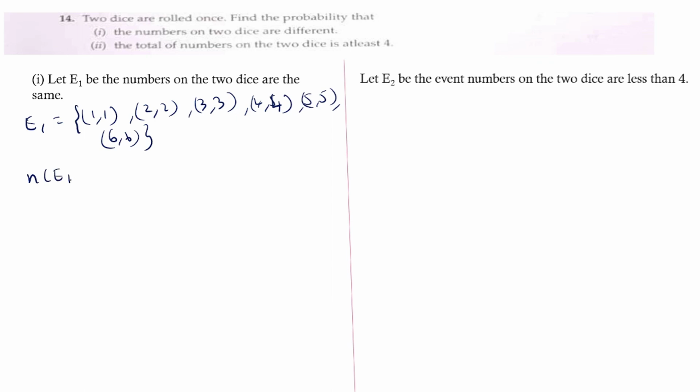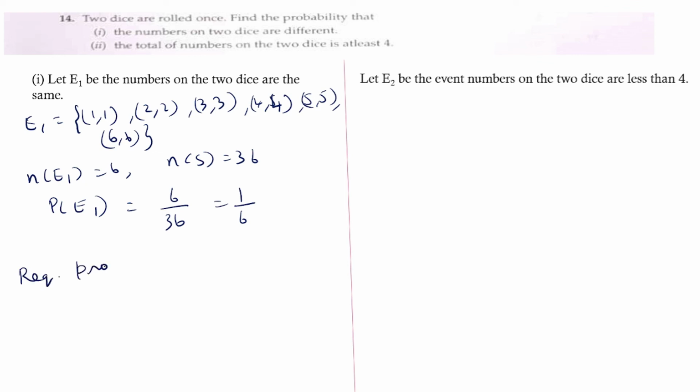So we have n of E1 is 6, n of S is 36. So probability of E1 will be 6 by 36, which is 1 by 6. So the required probability, numbers on the 2 dice are different, will be 1 minus probability of E1. So it is 1 minus 1 by 6, which is 5 by 6.